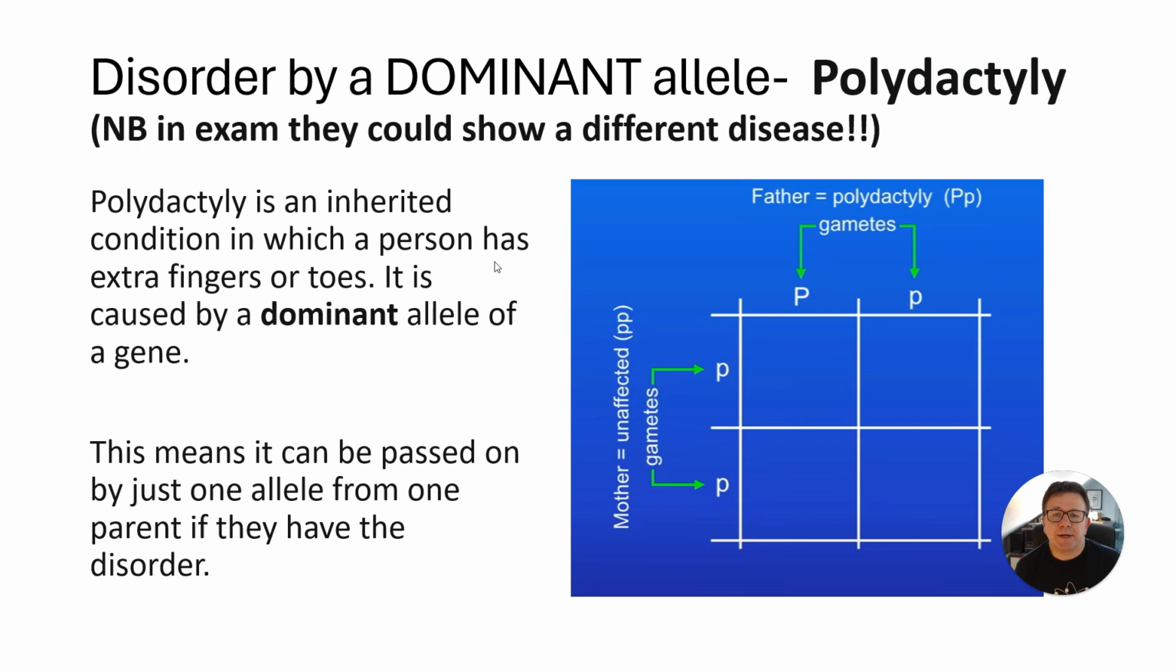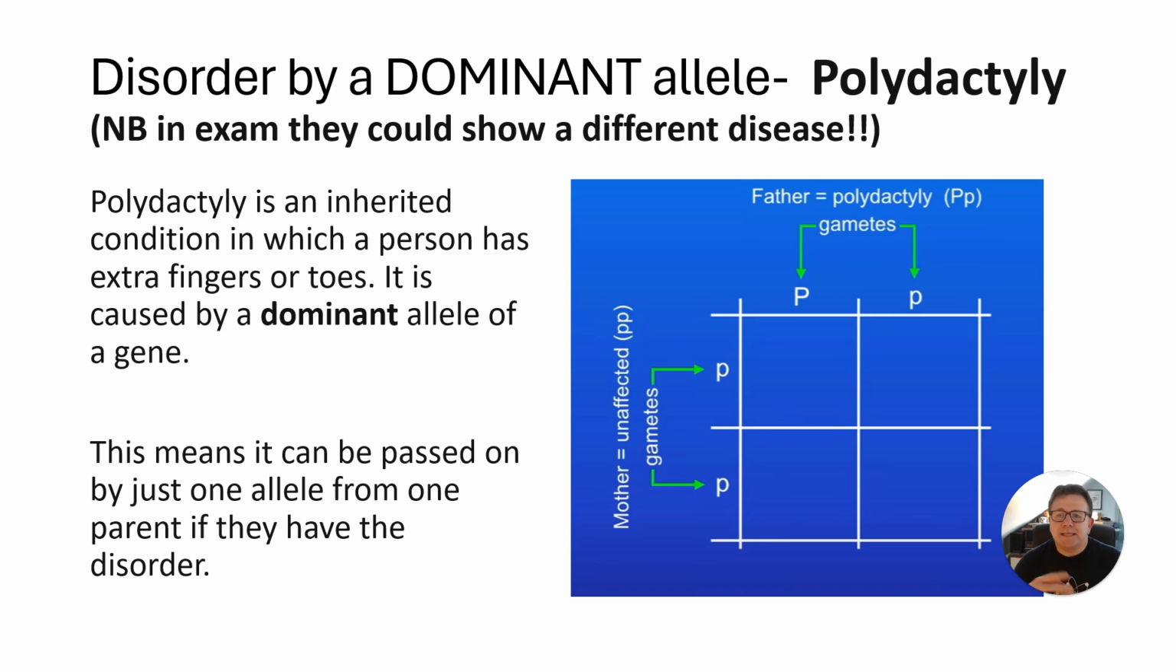But I'm going to go straight on to the genetic disorders. Two genetic disorders you need to know: polydactyly and cystic fibrosis. However, in the exam they might show you a different disease, so just be aware, if it's a dominant allele, it works out exactly the same as polydactyly, not the symptoms obviously, but the way that you show it. If it's a recessive allele like cystic fibrosis, it's very similar.